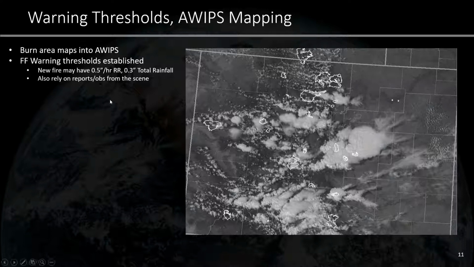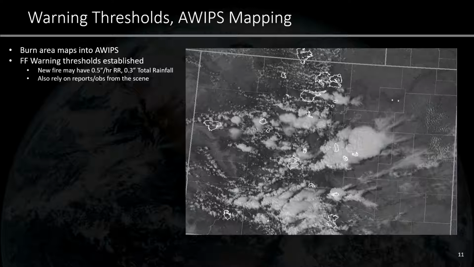So a new fire might have a threshold of just a half inch per hour rain rate for 1 to 2 radar scans. That might be enough to trigger flooding and for you to issue a flash flood warning. And also you would have a total rainfall threshold as well. And of course, those thresholds are adjusted as the burn scar recovers and as you have events on the burn scar to learn what it actually takes to cause flash flooding and debris flow.